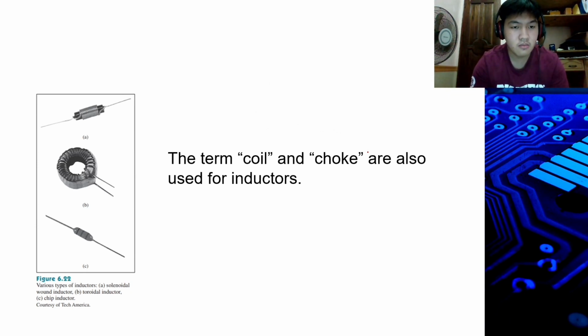So in this picture we have the different types of inductors which we see in electronics. A is solenoidal, B is toroidal inductor, and C is chip inductor. The terms coil and choke are also used for inductors. So matawag na siya coil or choke for inductor.